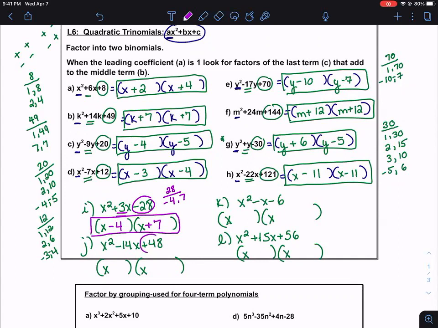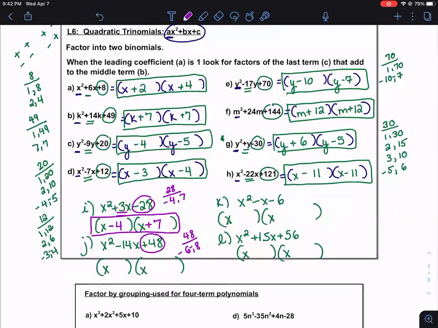For J, I'm looking for factors of 48 that add to negative 14. 1 and 48 don't work. 2 and 24 don't work. The next pair is 3 and 16, which don't work. Then I have 4 and 12, which don't work. So we're getting there. 5 is not divisible. 6 and 8 do multiply to 48 and also add to 14. If they're both negative, they would add to negative 14. So x minus 6 and x minus 8.